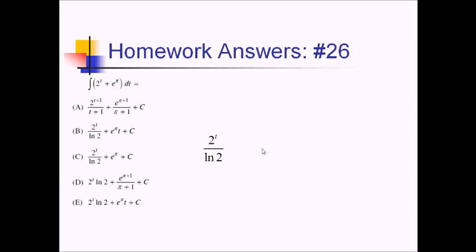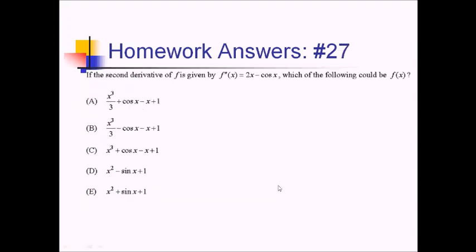Next, e to the pi is kind of weird. The key on this one is recognizing that e to the pi itself is actually a constant, not a variable. So with constants, remember, we just put the variable of integration, t in this case, next to them. And then we'd also have a plus c. So this is going to give us answer choice B.